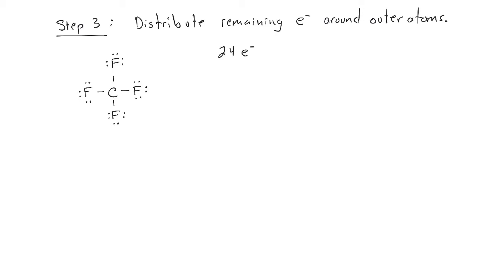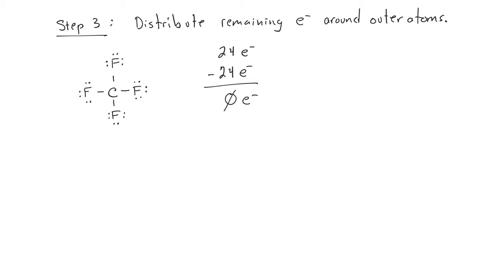Next, we will take inventory of how many electrons we have remaining. So we used all 24 of those, and so we have no electrons remaining after we have distributed all the remaining electrons. Now, at this point, our Lewis structure for the CF4 molecule is finished.